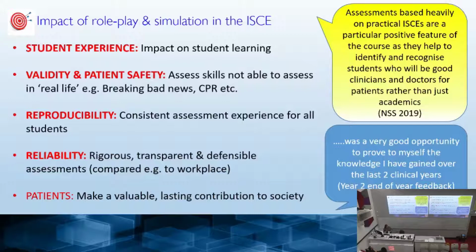Talking in terms of patient safety, making the exam valid, real life, we can mimic any clinical situation pretty much within the ISCE and replicate that consistently across 8-10 parallel circuits by using actors who have a lot of training and ensuring that they're consistent. I think the exams are very reliable in terms of assessing what we set out to assess, and we triangulate again with our workplace assessments throughout the course.